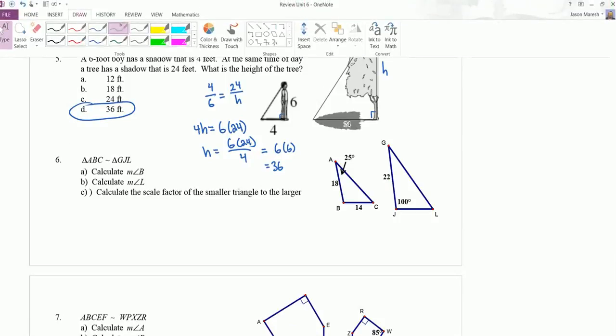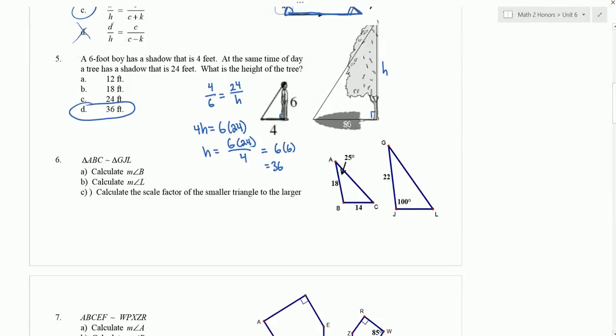Number 6, triangle ABC is similar to GJL.